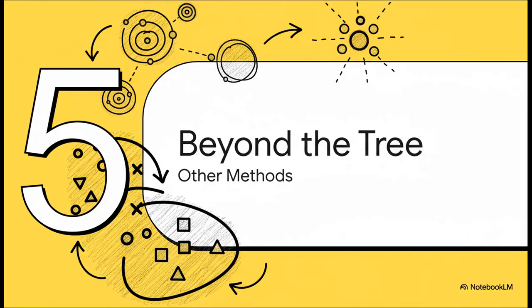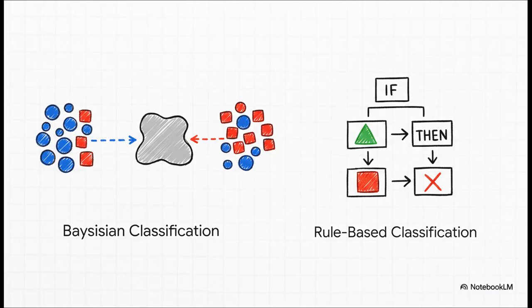Now, decision trees are fantastic and super easy to understand, but they're just one tool in the classification toolbox. There are other really powerful methods that machines use to sort all this data. For instance, you've got Bayesian classifiers. These use probability to figure out the most likely category for something new.